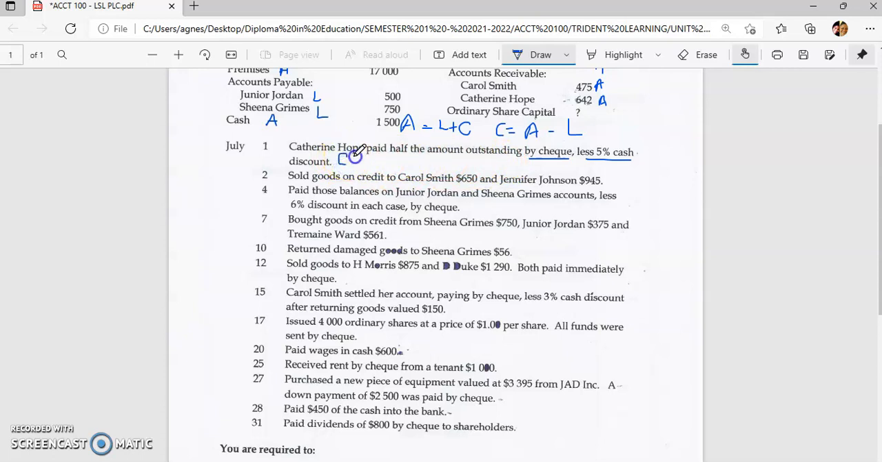So this transaction will be recorded in the cash book. On the 2nd, sold goods on credit to Carol Smith for $650 and Jennifer Johnson $945. So we're selling goods to customers on credit, and we state when goods are sold to customers on credit, that is recorded in the sales journal. So we are going to record this transaction in the sales journal.